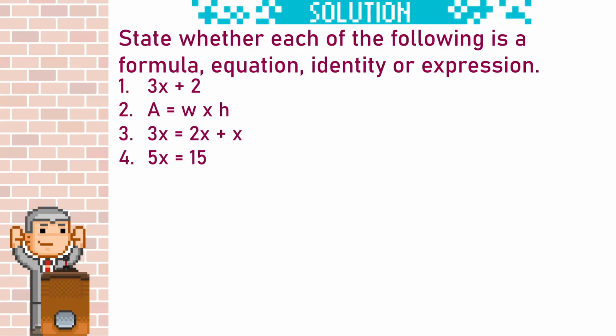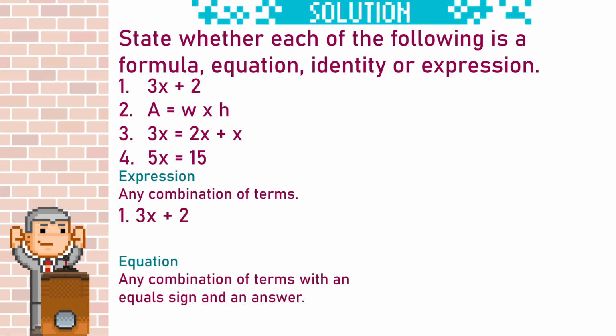In this question we're asked to state whether the following are a formula, equation, identity or an expression. So let's go through the definition of an expression first. It's just any combination of terms. You won't find any equal sign in an expression. So the only one there without an equal sign is the first one.